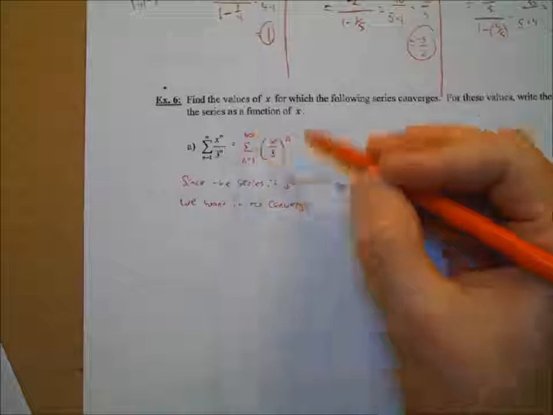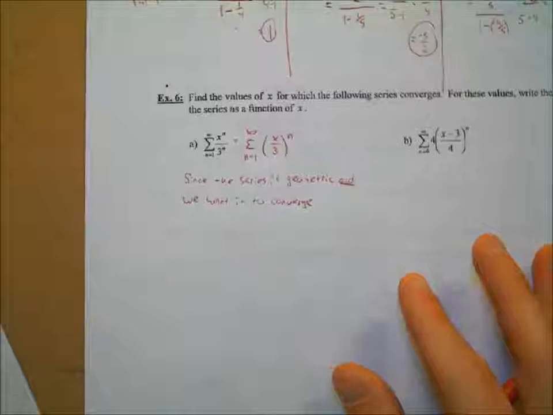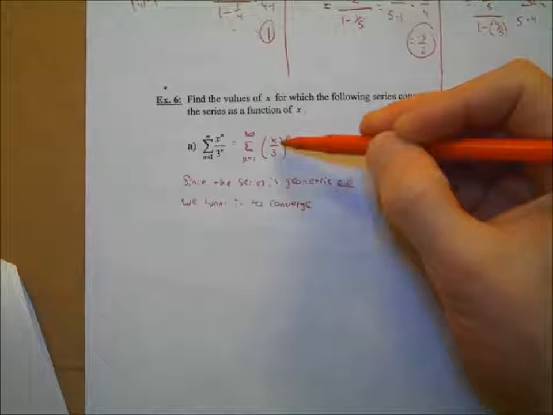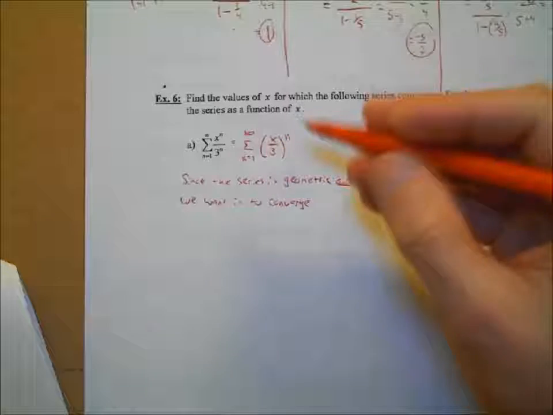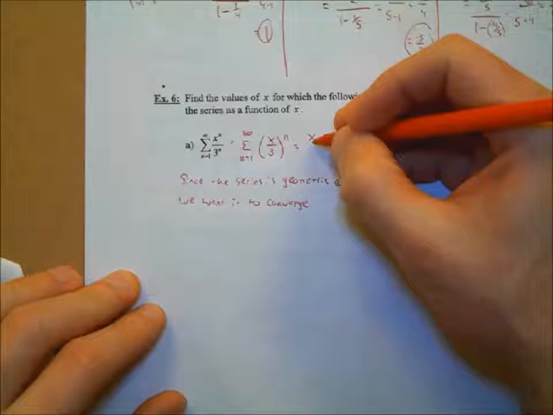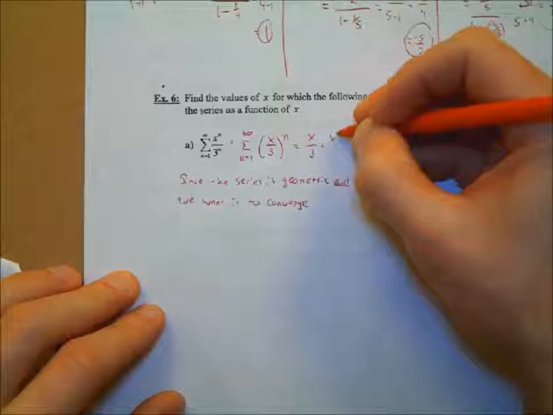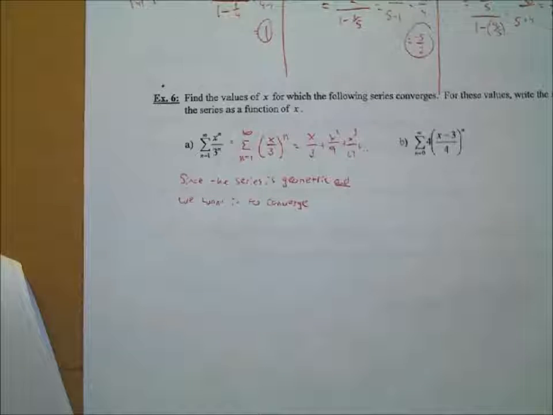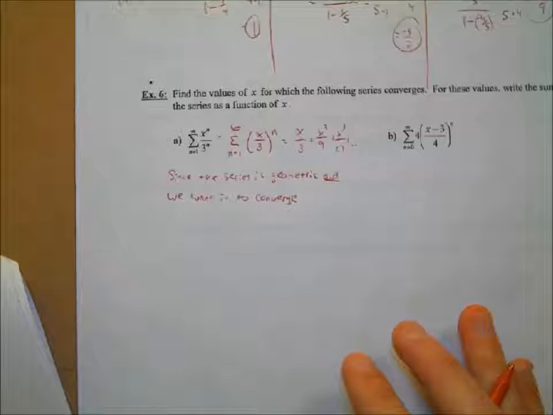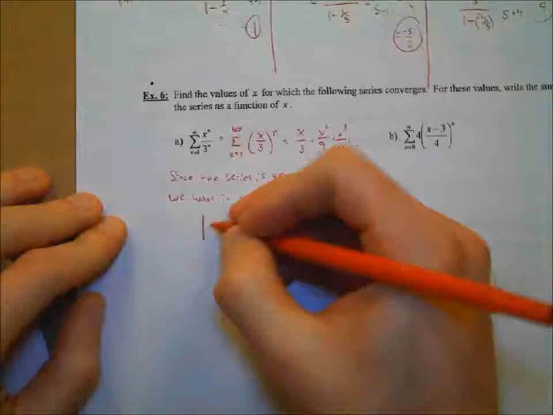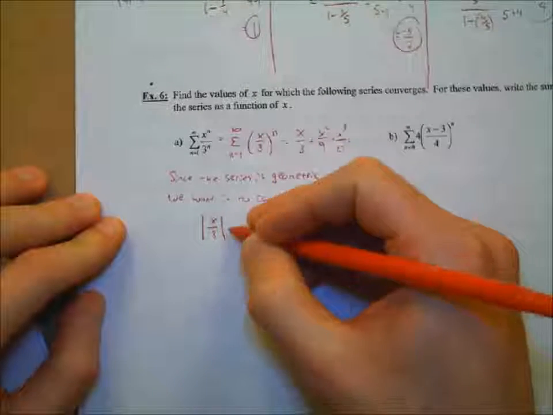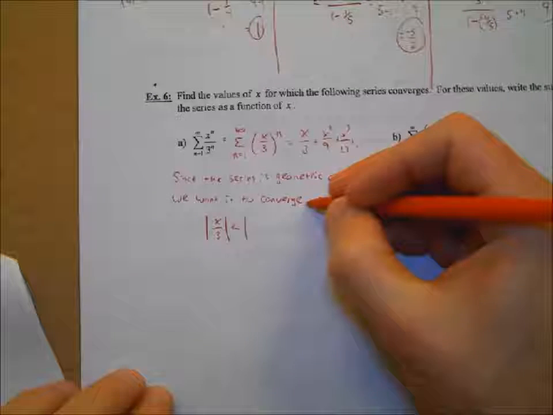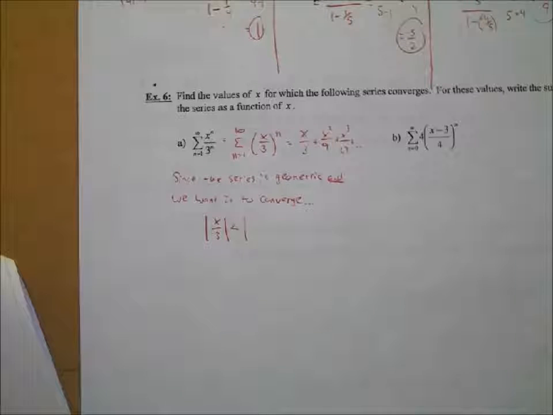What is our R in this series? X over 3, right? That is the thing that's being raised to the n, so we're repeatedly multiplying by x over 3. If we were to write this out, it would be x over 3, and then plus x squared over 9, and then plus x to the third over 27, plus dot, dot, dot, so on and so forth. And so we're repeatedly multiplying by x over 3. That's our r. So we want the absolute value of that r, the x over 3, to be less than 1. Okay, there's our statement. But of course, we want to solve for all the possible x values.